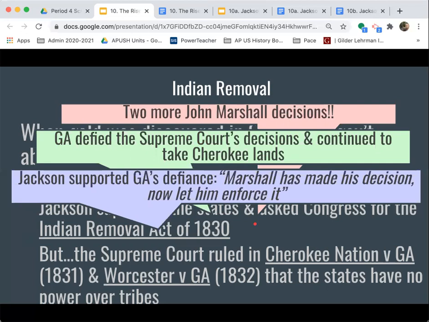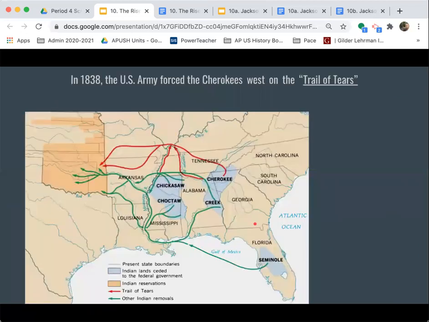And instead says, well, John Marshall made his decision. Let him enforce it. Meaning, I'm not going to do a damn thing to stop Georgia from taking that land because I agree with what's happening. It's really, really quite sad. A couple years later, after much fighting and conflict and convincing, eventually the tribes are removed.